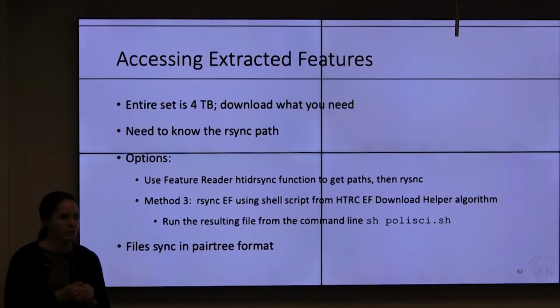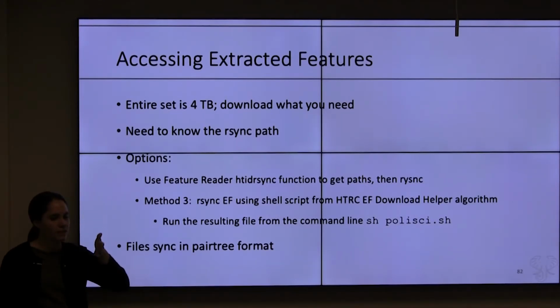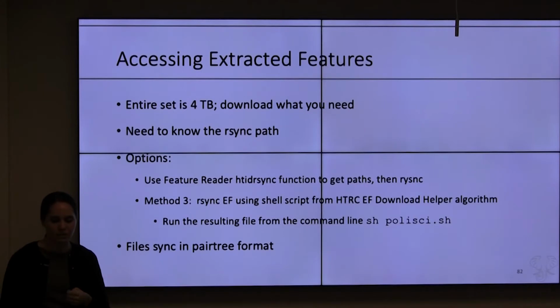So you'll need to know the rsync path. That's another form of structured URL, just like the bib API, but the URL is a little different. So basically, once you have your volume IDs, Feature Reader has this handy built-in utility to go from volume ID to rsync path. I forget what the command is, but it's something like ID to rsync path. And you can run that on the command line once you have this installed, and it will spit out all the paths that you need.